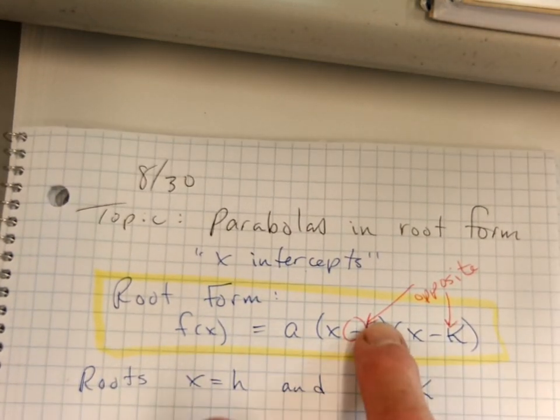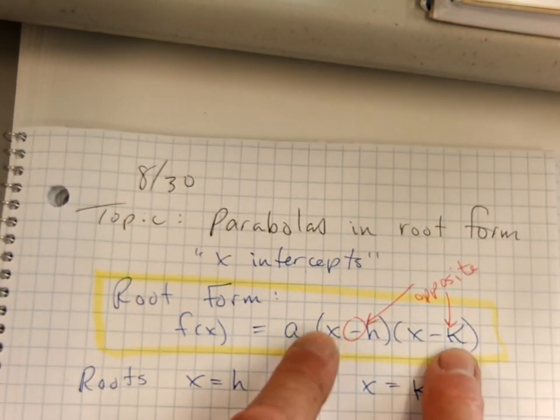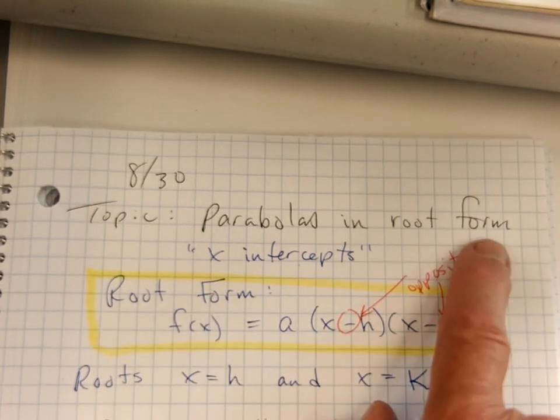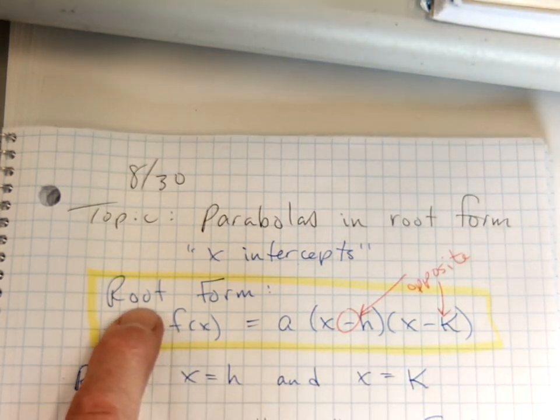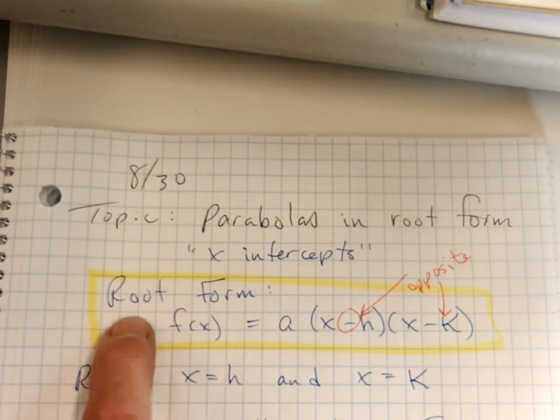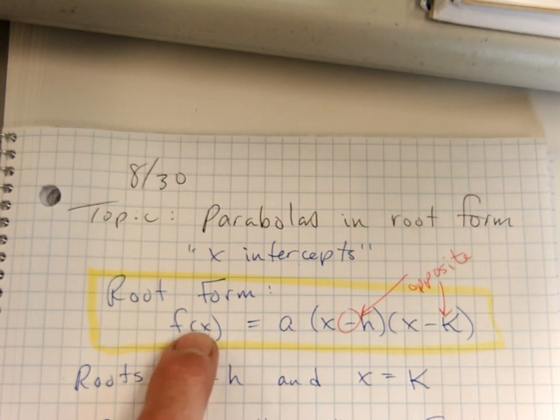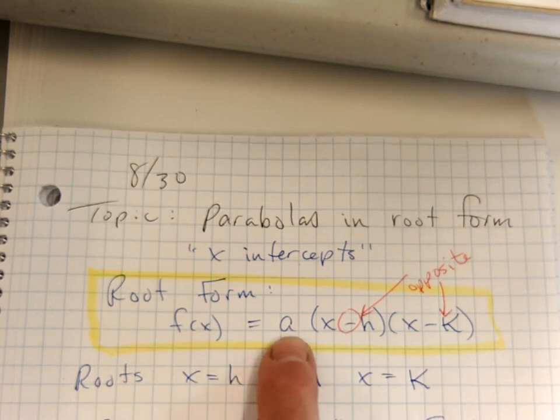You don't see the quantity squared, you see parentheses, okay? So parabolas in root form. The roots turn out to be the x-intercepts. We're going to see. So here's our general formula, or main formula for root form. f of x, which is the same thing as y, is equal to a. And of course, if a is positive, you get a smiley face, opens up. If a is negative, it's going to be a frowny face, opens down.